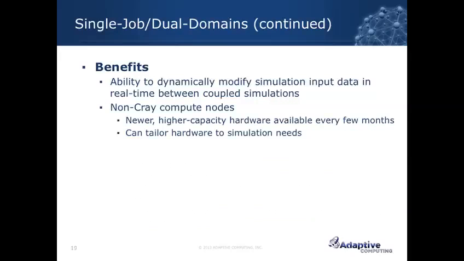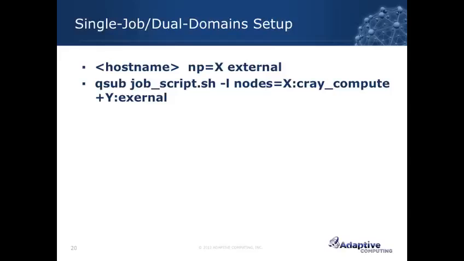So like I described, some of the benefits is it allows our users to run these unique simulations in real time and utilize the resources that they have more effectively. And we break down those silos very well. So obviously, with the non-Cray compute nodes, you can get the higher capacity hardware that's available every few months, whereas with the Cray, it's typically a little bit more of a black box, and so you can tailor your hardware to your simulation needs. So what does it look like?